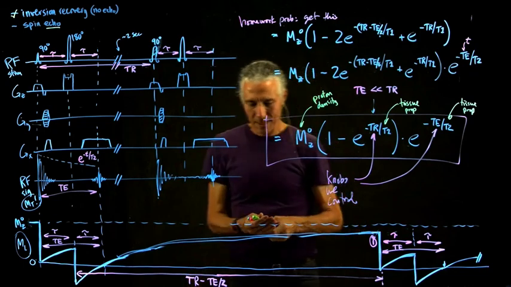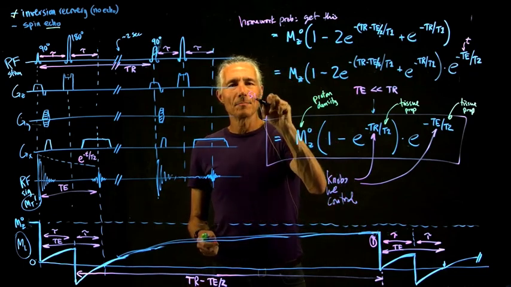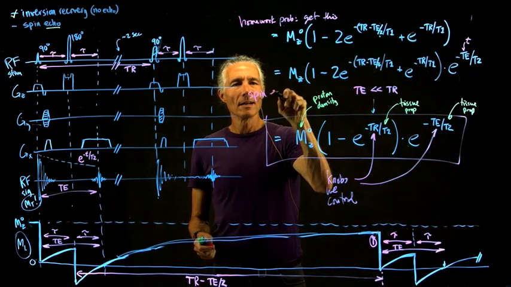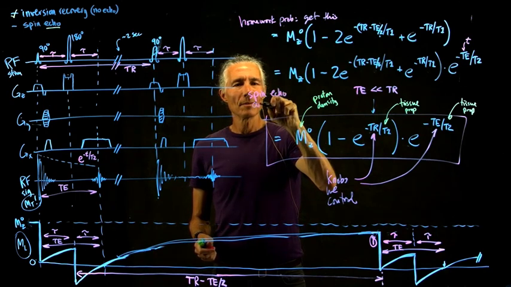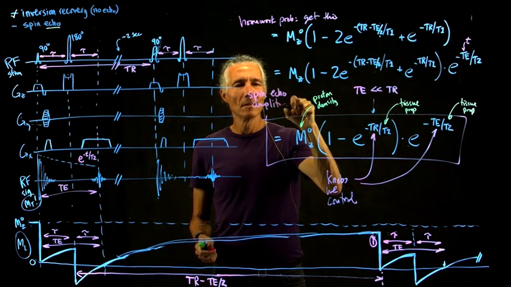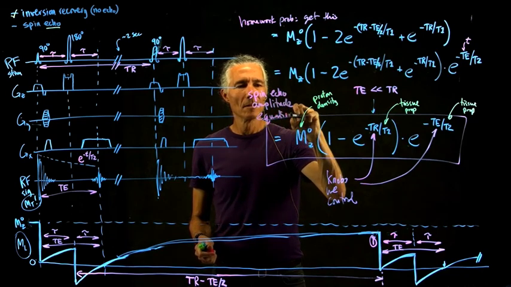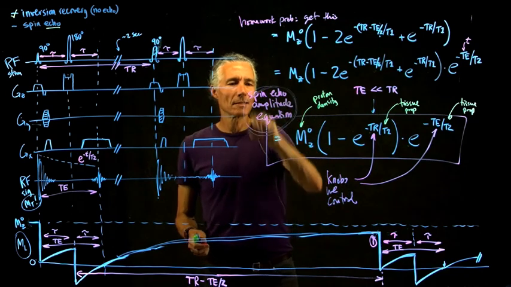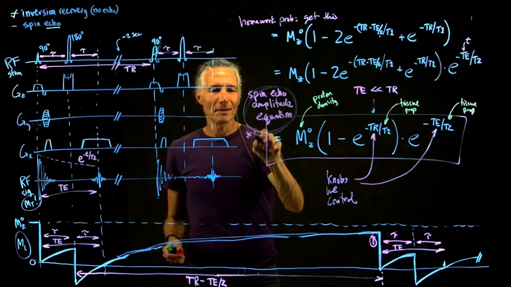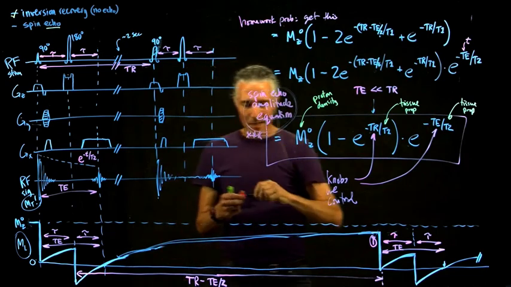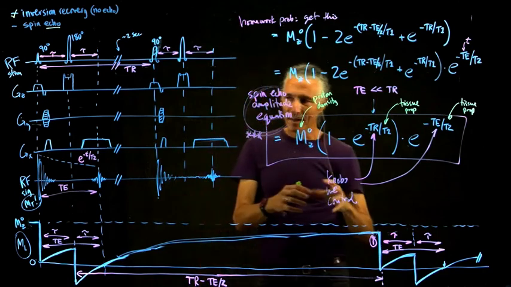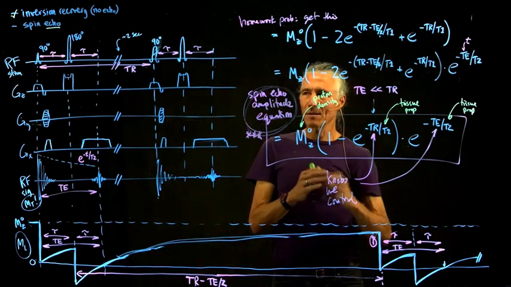So let's label this the spin echo amplitude equation. So that's our final answer there. That's what you would use to decide how to set the scanner to get different kinds of contrast.